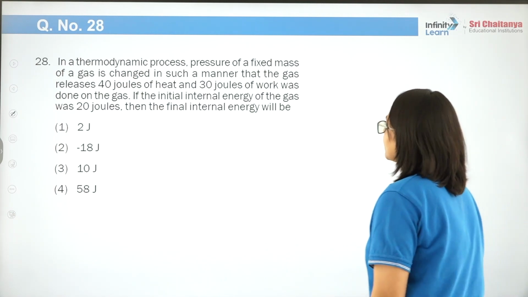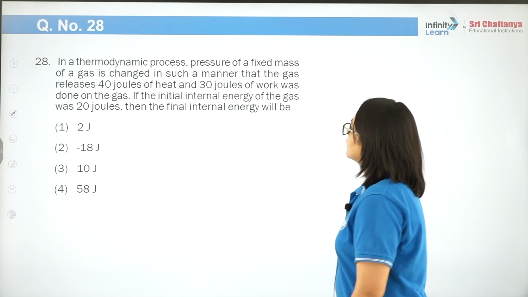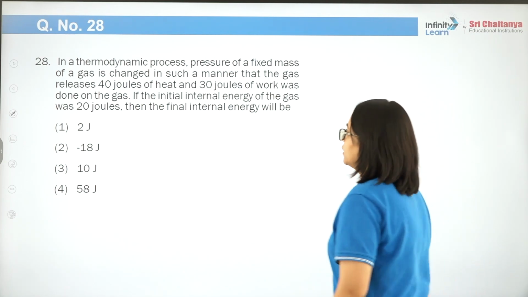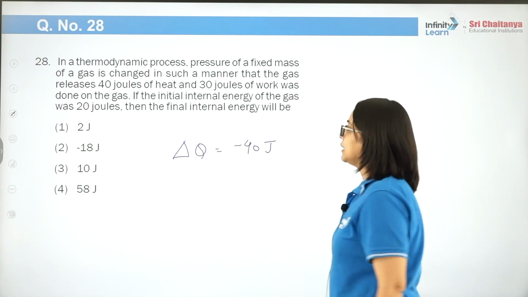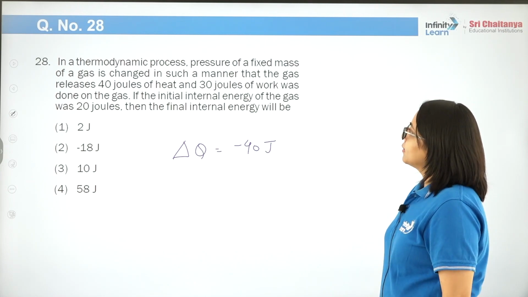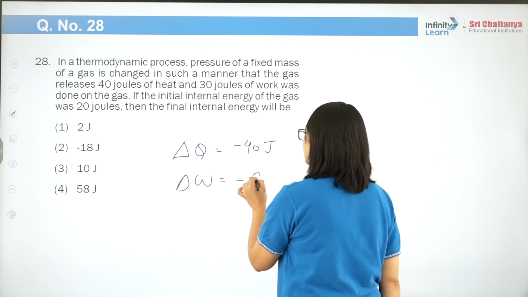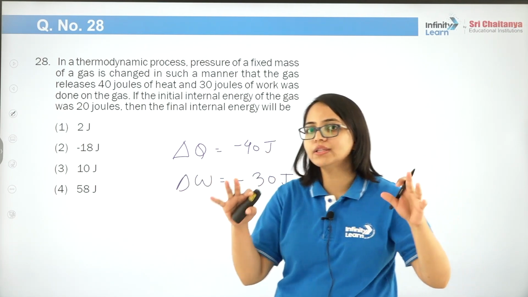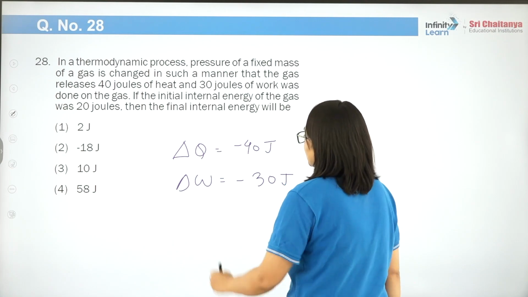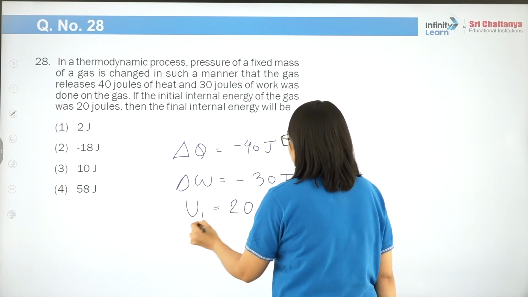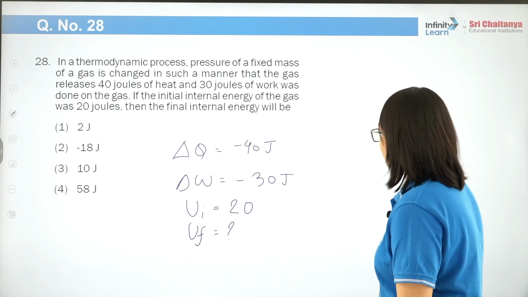Question number 28. In a thermodynamic process, the pressure of a fixed mass of a gas is changed in such a manner that the gas releases 40 joules of heat. So over here delta Q will be minus 40 joules because it is released by the gas, by the system, and 30 joules of work was done on the gas. So work done is minus 30 joule because work is being done on the system. So it is taken as negative. If the initial internal energy of the gas, U initial, is 20 joules, what is the final internal energy of the gas?